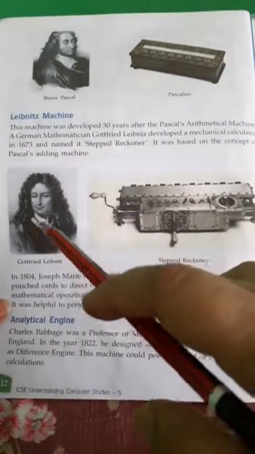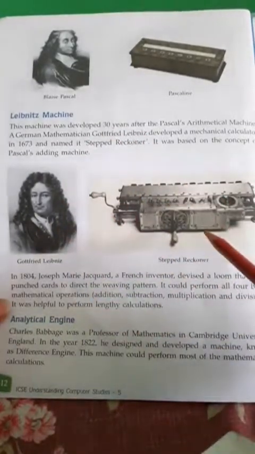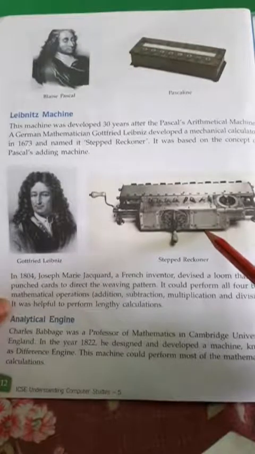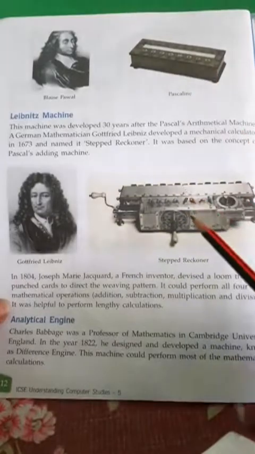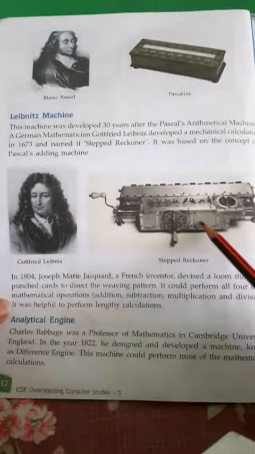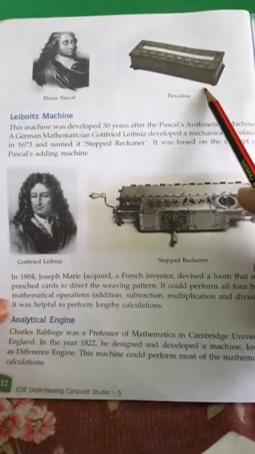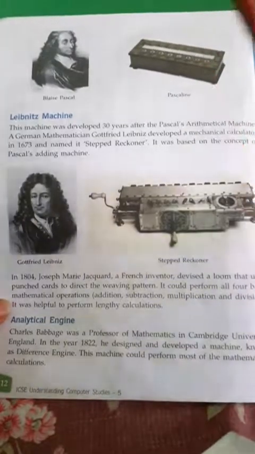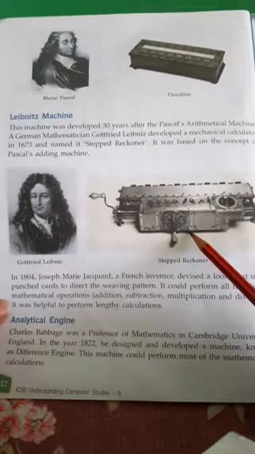Now children, a German mathematician, Gottfried Leibniz, developed this mechanical calculator and named it the stepped reckoner. It was based on Pascaline, but could also do multiplication and division. Children, as I've already told you, Pascaline could only do addition and subtraction, but this machine can also perform multiplication and division.